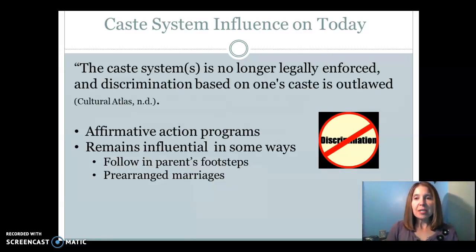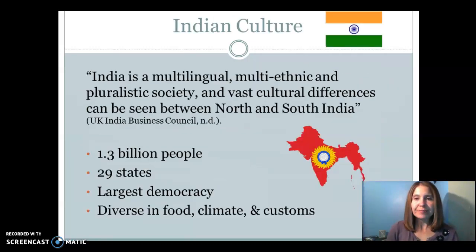You can still see the influence of the caste system on today's culture, especially in the rural areas. You can find people still following in their parents' or grandparents' footsteps, and the caste system continues to influence prearranged marriages.